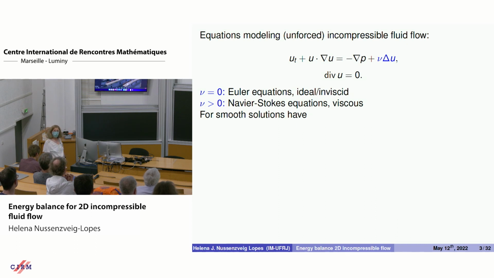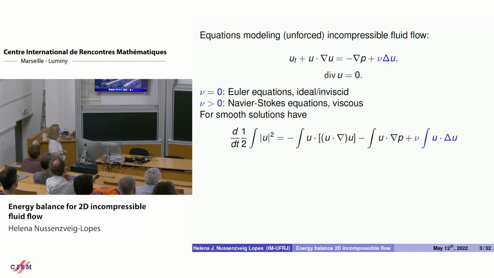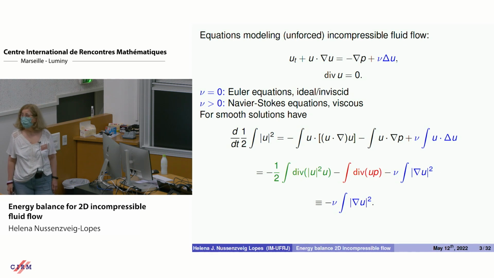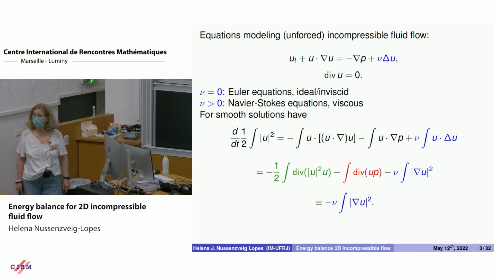Okay, so for smooth solutions, the whole story starts with the following trivial calculation. d/dt of 1/2 of the integral of u squared is minus the integral of u dot grad u minus u dot grad pressure plus nu u times Laplacian of u. And that can be written in this nice divergence form, exact derivative, minus nu times the dissipation, gradient of u squared. And if you have no boundaries, then the terms which are exact derivatives just integrate to 0. So this just gives you minus nu times the integral of gradient of u squared.